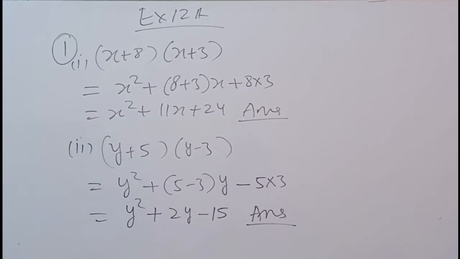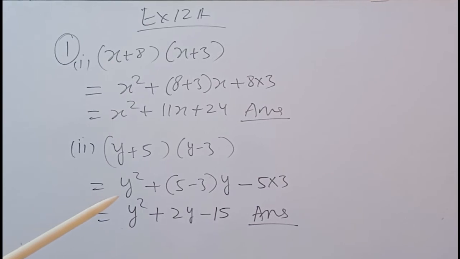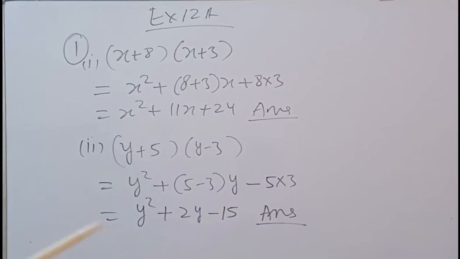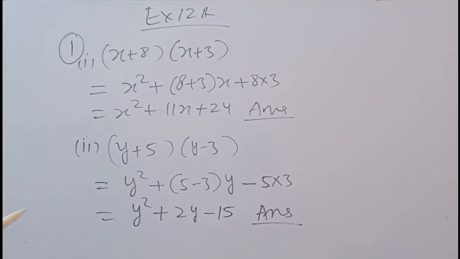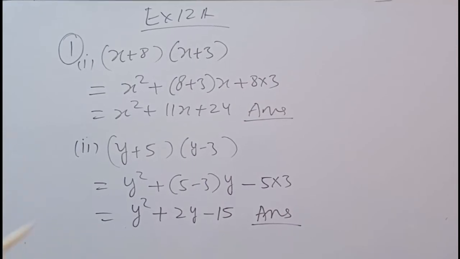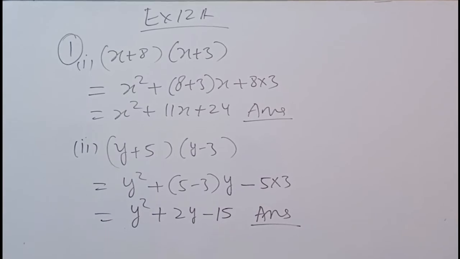Similarly, (y + 5)(y − 3). So what is the product of that? y² + (5 − 3)y, and since the 3 is negative, we write the minus sign for 5 × 3 as well. So 5 × 3 is 15, minus 15 here, and 5 − 3 gives us 2y. So the answer is y² + 2y − 15. In that manner you will do the sums of Exercise 12A, first and second part.